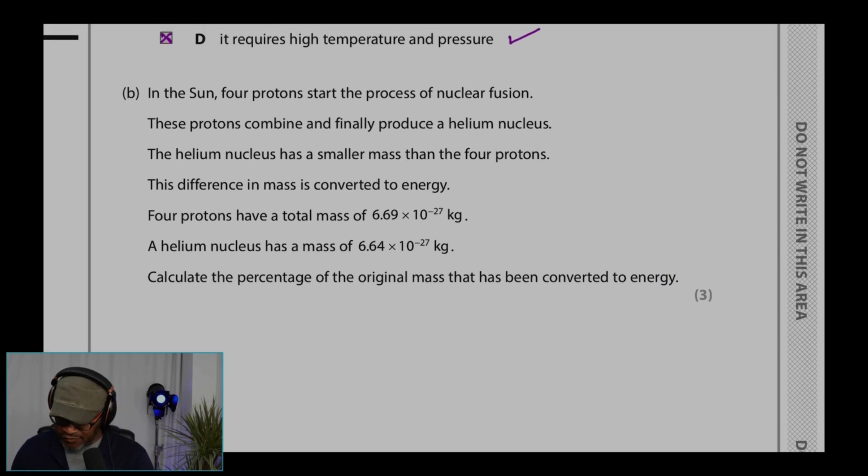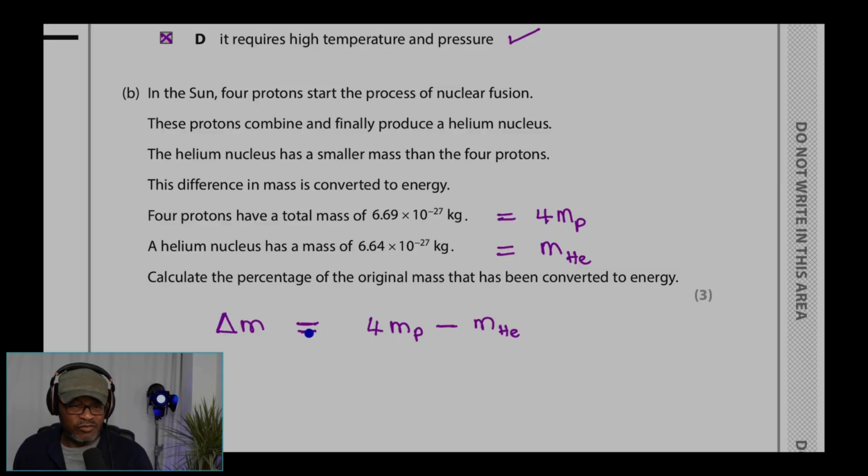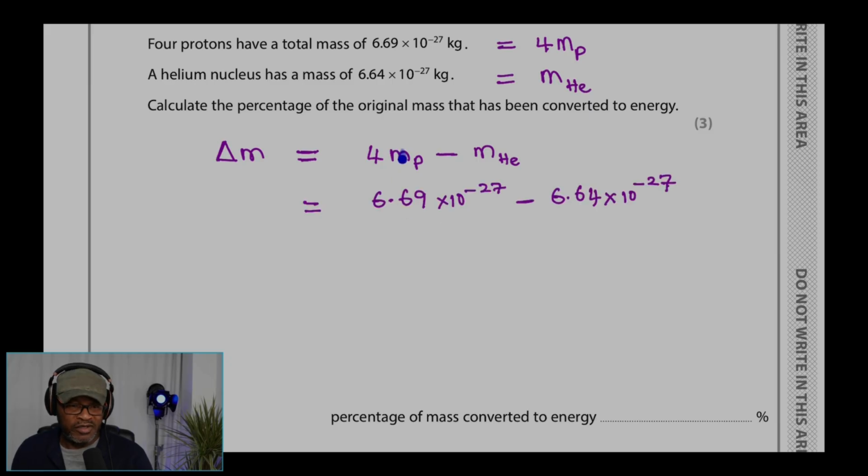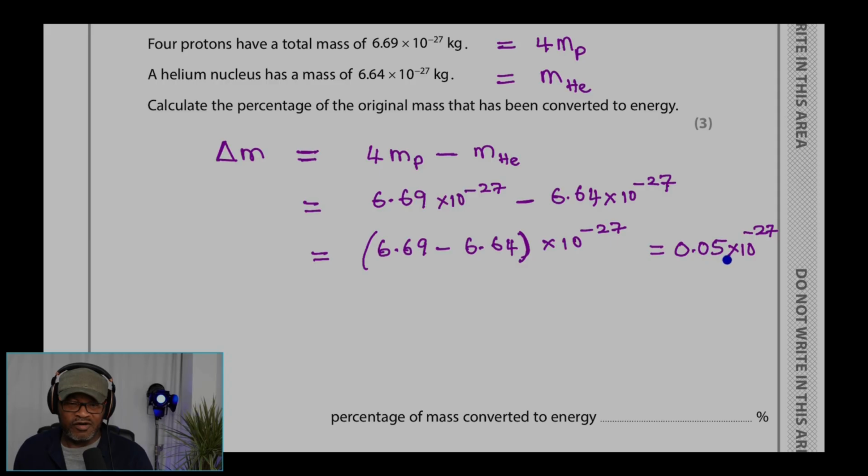Let's identify the masses for 4 protons and that of the helium nucleus. So we want the change in mass, which equals 4 times the mass of a proton minus the mass of helium. And we populate it with the values. Now we've got a common factor here, 10 to the power minus 27. So if I take it out, I get this. And then that gives 0.05 times 10 to the power minus 27 kilogram.